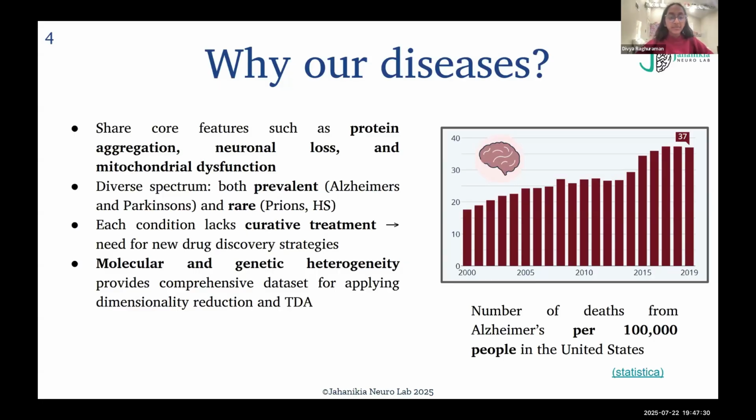On top of that, the molecular and genetic heterogeneity across these diseases gives us a rich, high-dimensional dataset, perfect for using techniques like dimensionality reduction and topological data analysis. This allows us to uncover structure in the data and explore drug similarities that might otherwise be hidden. As you can see on the graph on the right side of the screen, the number of deaths from Alzheimer's per 100,000 people in the United States is really high and increasing over time. This has to be fixed.